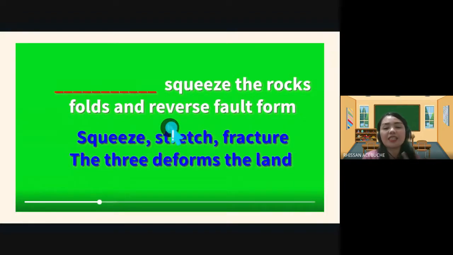All right, how about the next line here? Blank, squeeze the rocks, folds and reverse folds form. So what will be the answer? Yes, Clores. Can you sing for us? Go ahead.